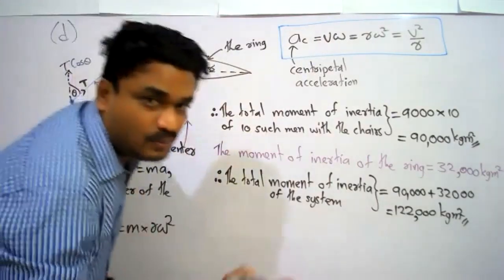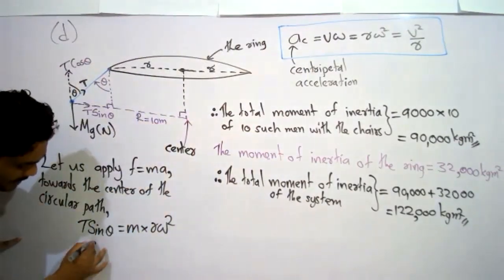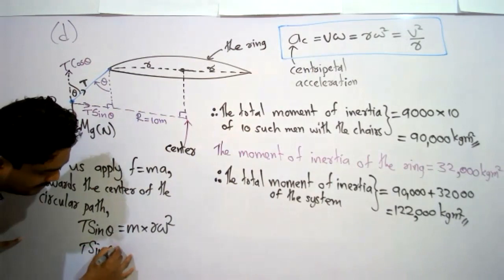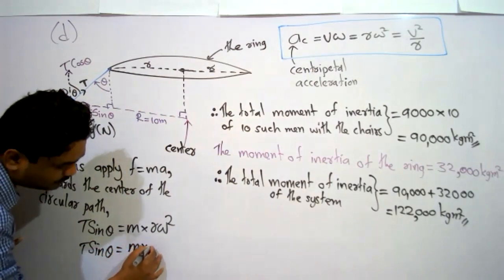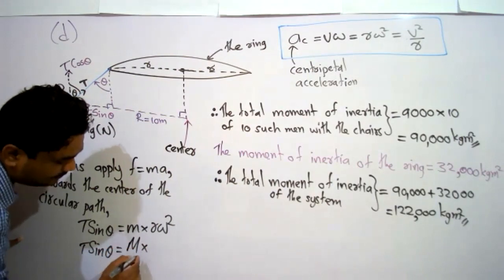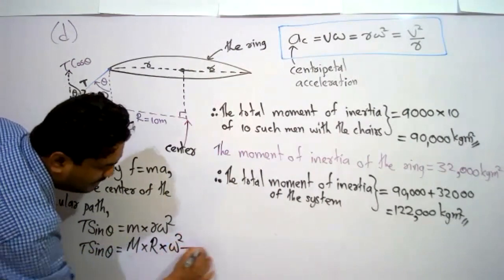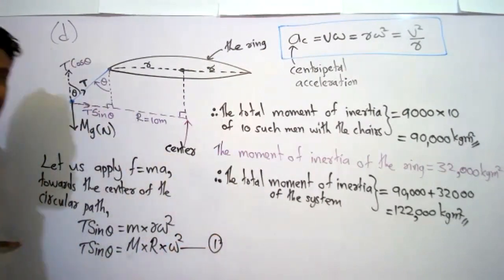But let me write one more equation because here R is 10 meter. So T sine theta equals M into, actually this M I have, let me use this M as capital M. Let me use this as capital R. Let me use this as omega square. And this is my first equation.